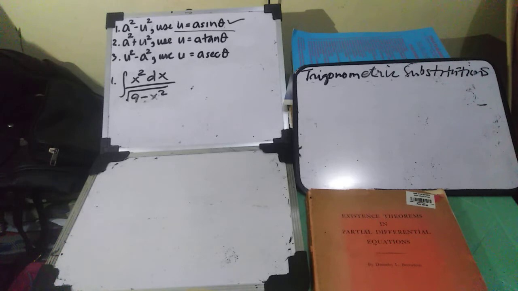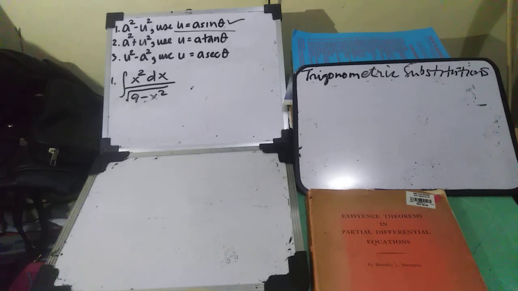First, if the integrand involves a squared minus u squared, we use u equals a sine theta. And if it has a squared plus u squared, then we use u equals a tan theta. Then also, if the integrand involves u squared minus a squared, then we will use u equals a secant theta.